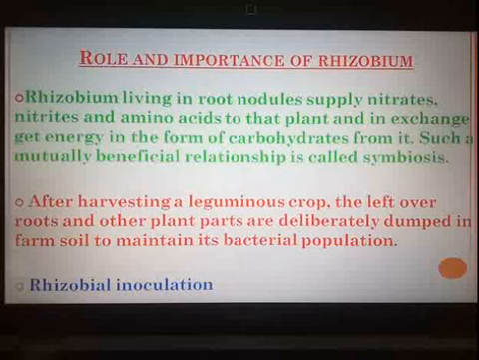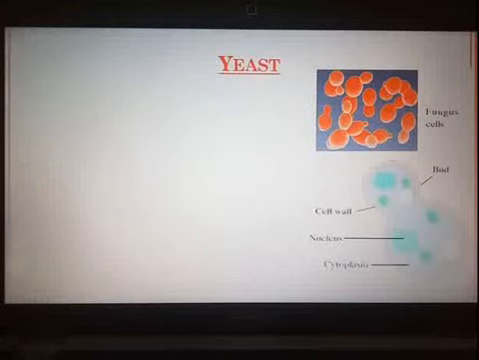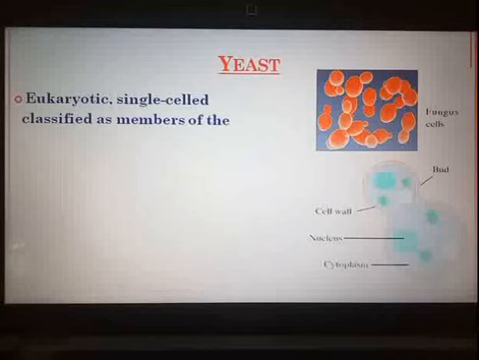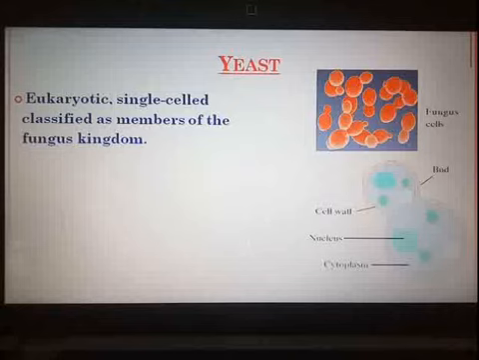Today, our new useful microbe is yeast. You might have heard about the word yeast, or you are well introduced with the bread which you eat in your breakfast. What is this yeast? Yeast is a eukaryotic single-celled, that is unicellular, organism classified as a member of the fungus kingdom. Means it is a fungi.